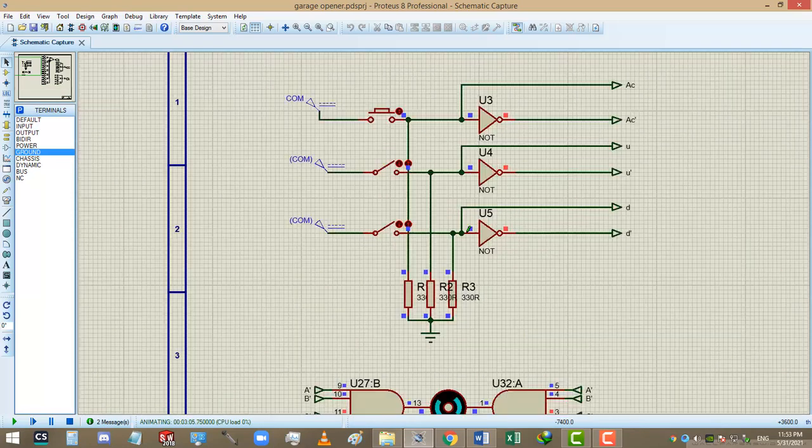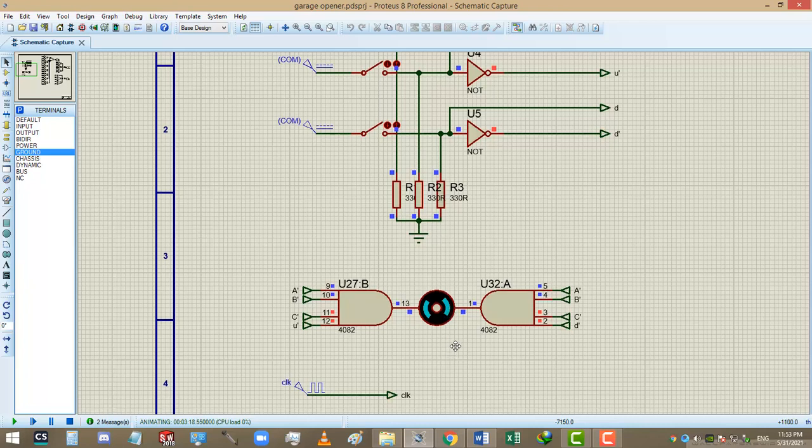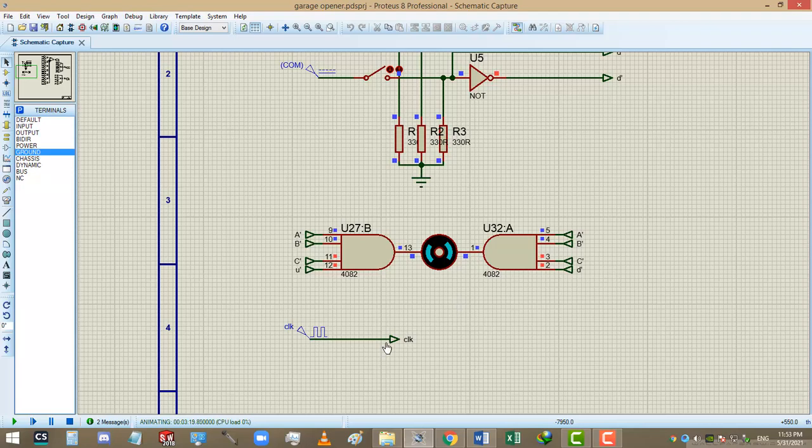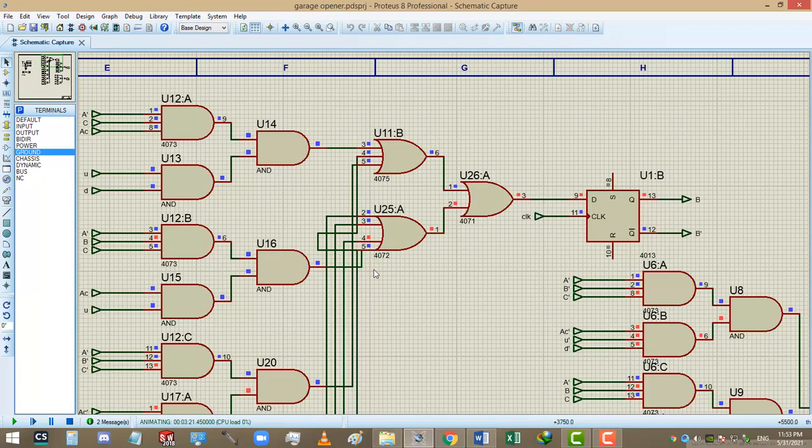So this part right here is our input part. This is the actual switch that will be used to control the gate. This is the upper limit switch, and this is the lower limit switch. So this is our actual motor, which will be rotating in both directions to mimic the garage door opening and closing. This is the clock that is given to the flip-flops right here.